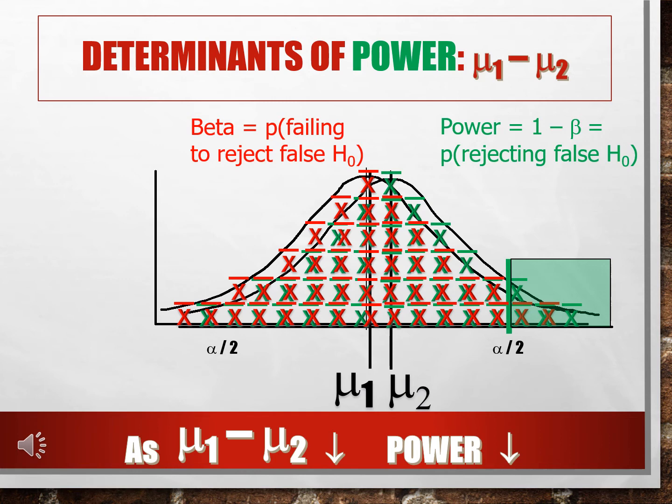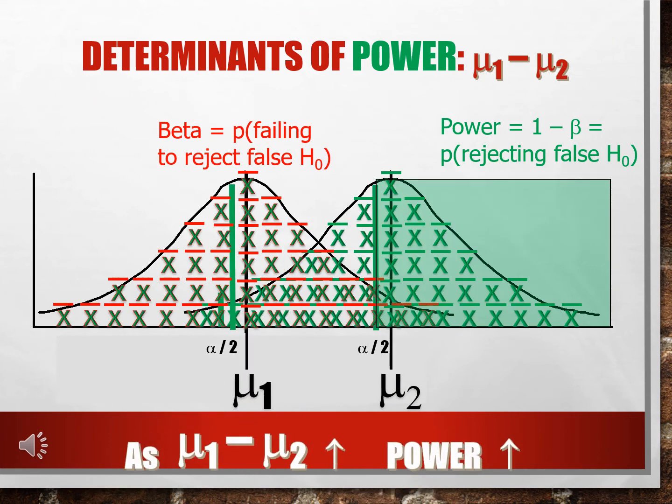Now the two distributions have separated from one another. The distance between mu1 and mu2 is larger, and we have more power. More than half of those green means are in the critical region, which means that if we get any of those green means that are in the critical region, we're going to reject the null, and rightly so.